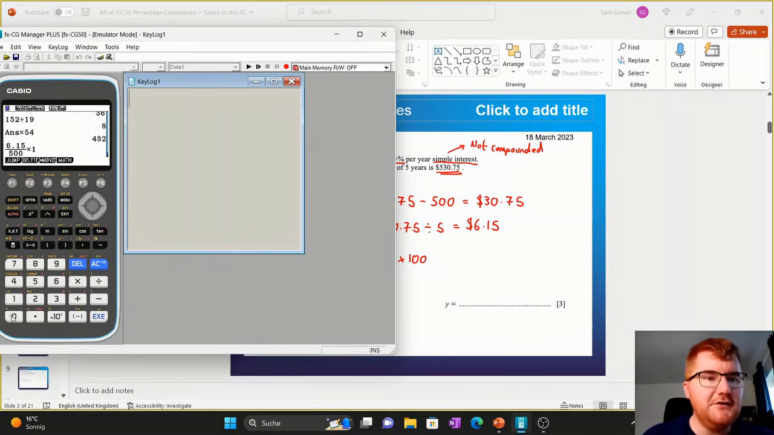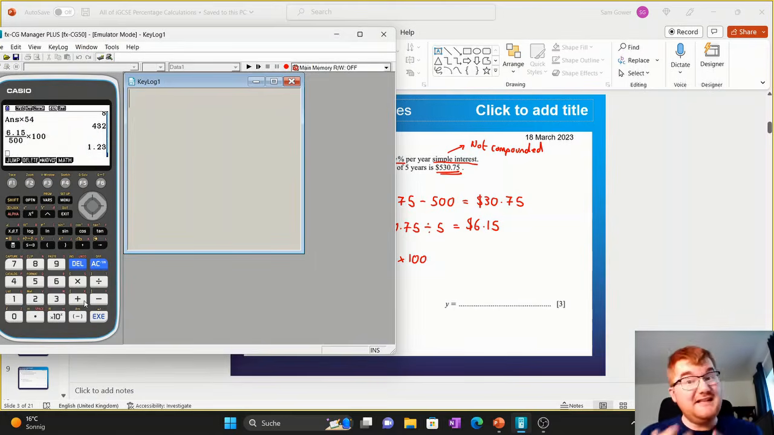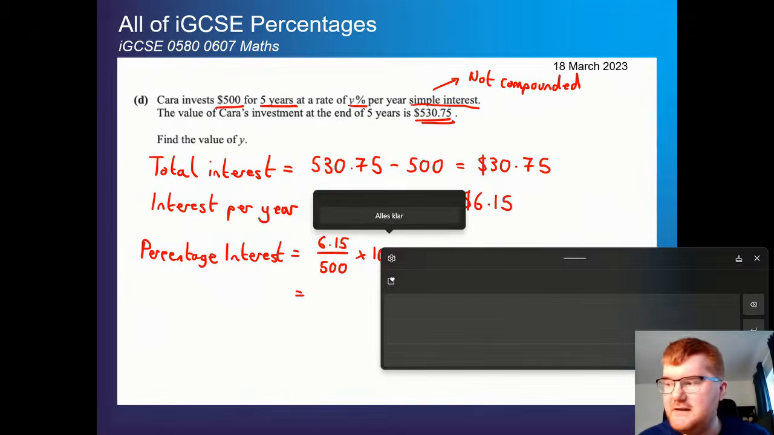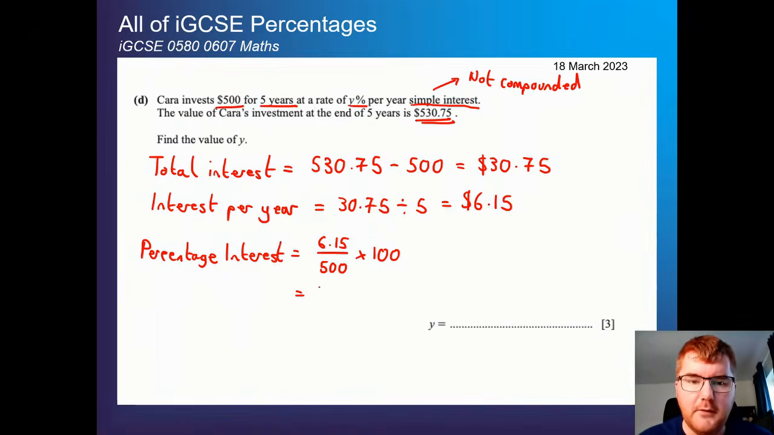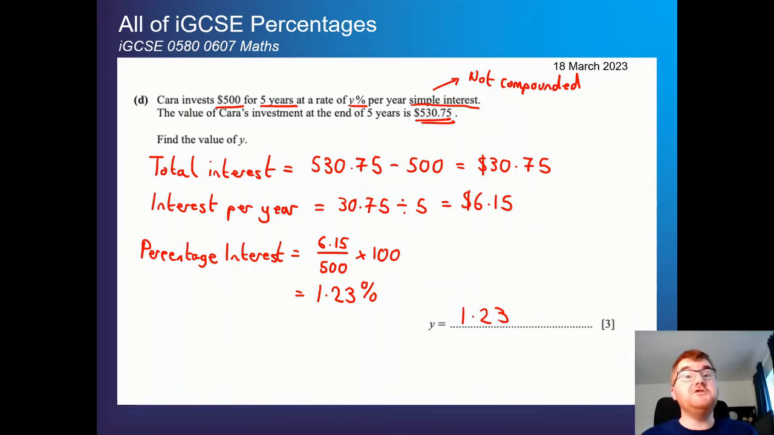Don't feel like you have to use non-calculator methods. Again, as long as you're happy using the calculator, understanding what you're doing, it's going to speed you up. So we get our final answer here of 1.23%. So we pop in our answer of 1.23. Notice our answers in this entire question, we're generally getting either whole numbers or just strictly 2 decimal places. That's usually a good sign that you're on the right track with these questions.